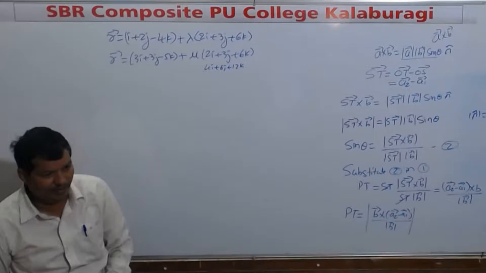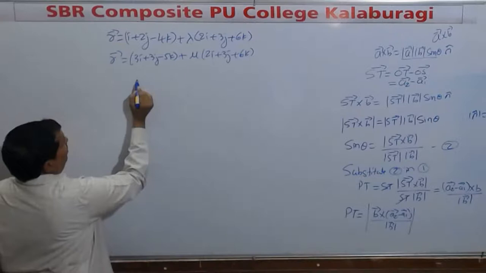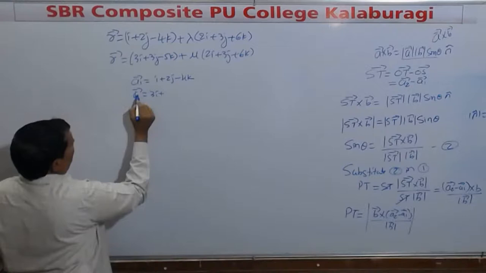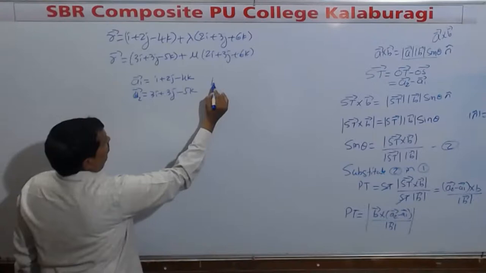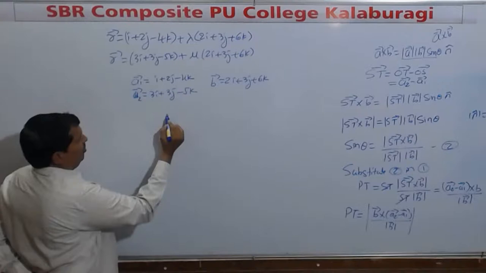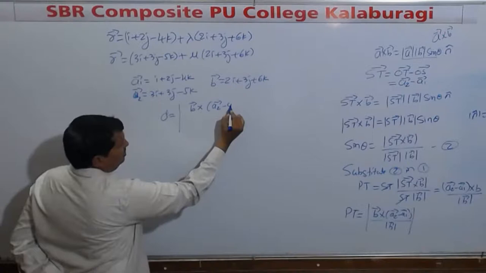Now, this one is better if you solve by the vector method only. First, you see it. A1 equal to i plus 2j minus 4k. A2 is 3i plus 3j minus 5k. Vector B equal to 2i plus 3j plus 6k. Now write the formula first. D equal to mod of B cross A2 minus A1 by mod of B.